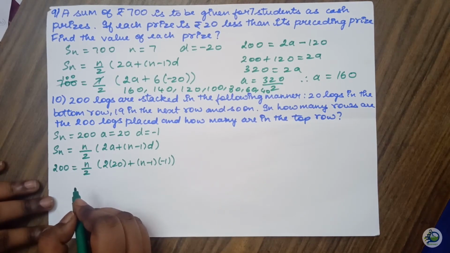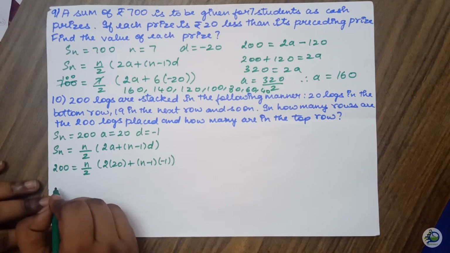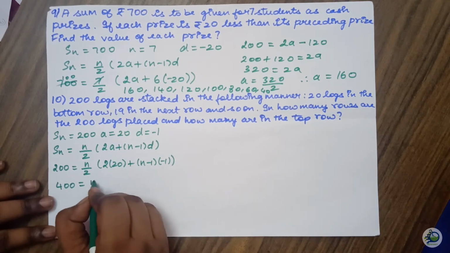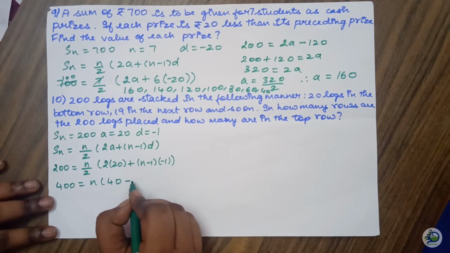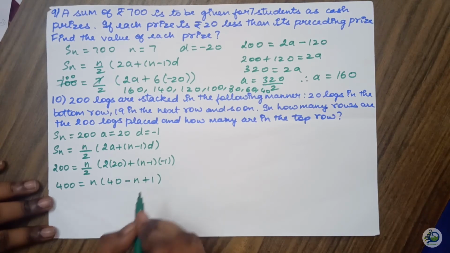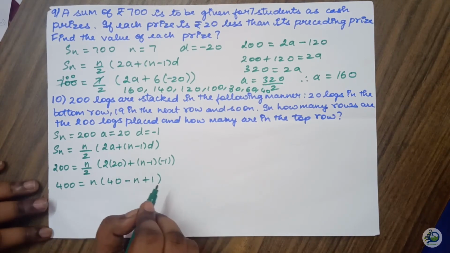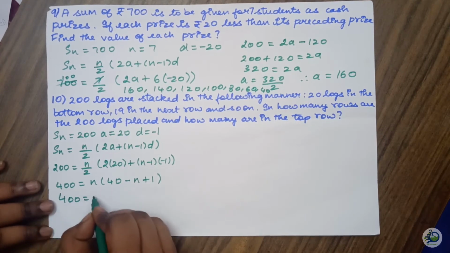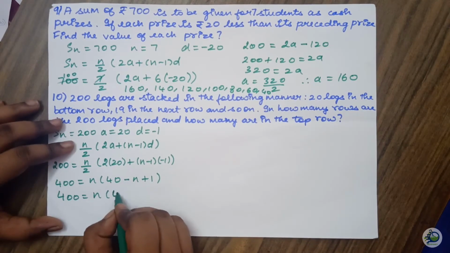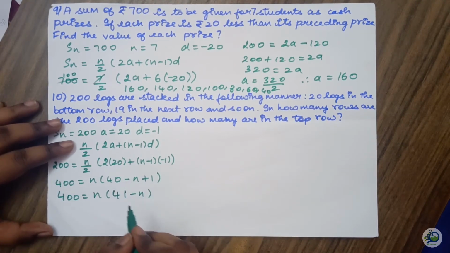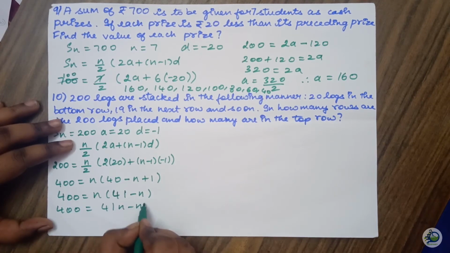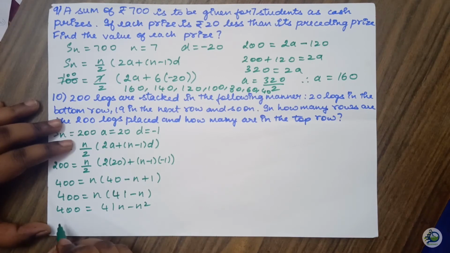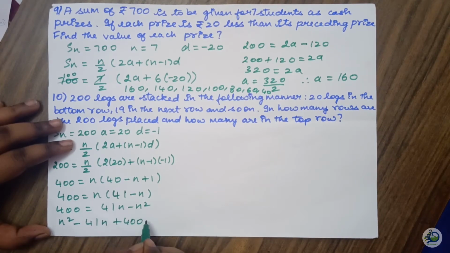Now what I can do is bring this to this side. So it is 400 equal to n into 40. When I bring this minus 1 inside, it is minus n plus 1. So 40 plus 1 is 41. So now 400 is equal to n into 41 minus n. When I multiply this n inside, I am getting 400 is equal to 41n minus n square. So I bring this all to one side. So it is n square minus 41n plus 400 equal to 0.